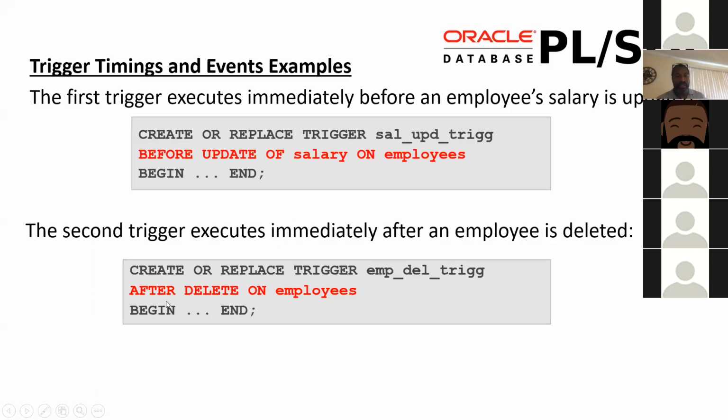And then the second trigger executes immediately after an employee is deleted. So we're connecting this to the delete action. So after employees deleted, and we have whatever we're going to do with the trigger, whether it's a log, whenever someone runs a delete statement on the employees table, then this trigger will fire. Okay.